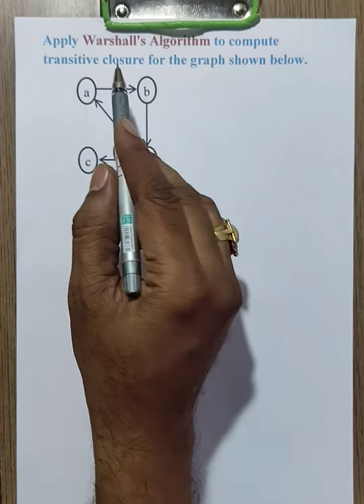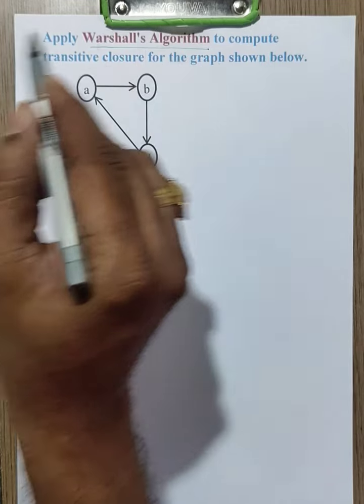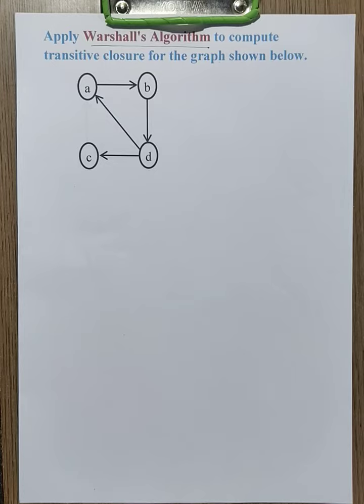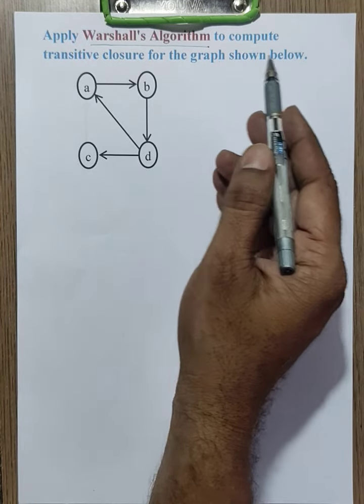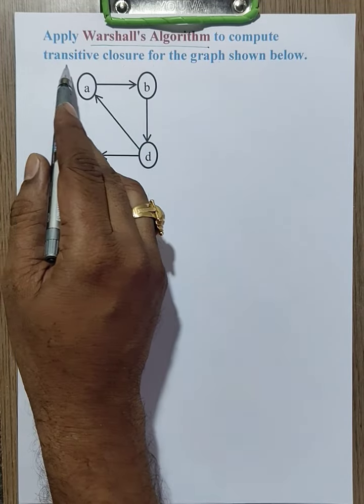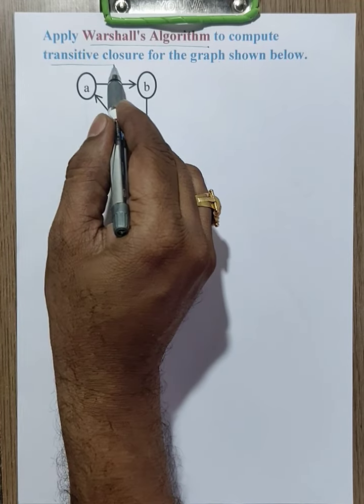This algorithm is Warshall's algorithm. For your exam, Warshall's algorithm or Floyd's algorithm, one example is important. This example will ask for 8 to 10 marks. In this Warshall's algorithm, compute the transitive closure for the graph as shown below.